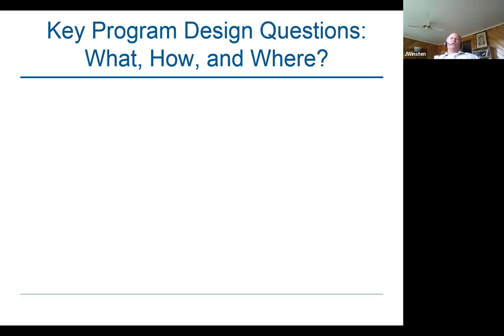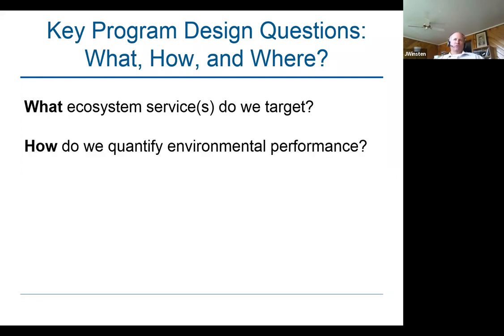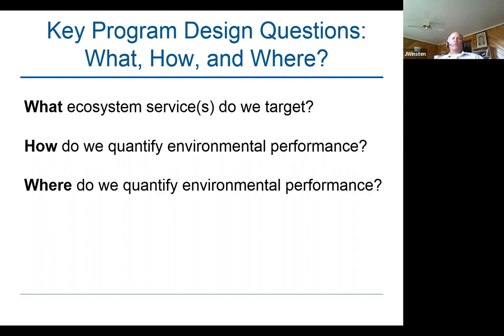So a little bit on the key program design issues: the what, the how, and the where. What ecosystem services do we need? How do we quantify the environmental performance or quantify the ecosystem services? And where do we quantify them?